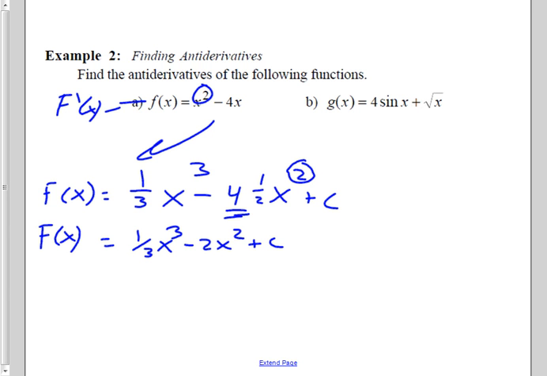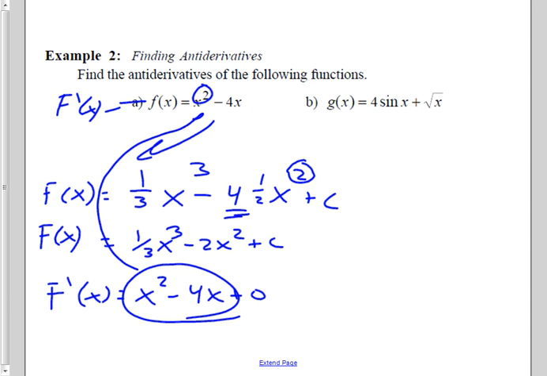And now, just to make sure that works, let's check it. So the derivative equals, well, 3 times 1/3 is 1, so just x squared minus 4x plus 0. And that's what I should have.